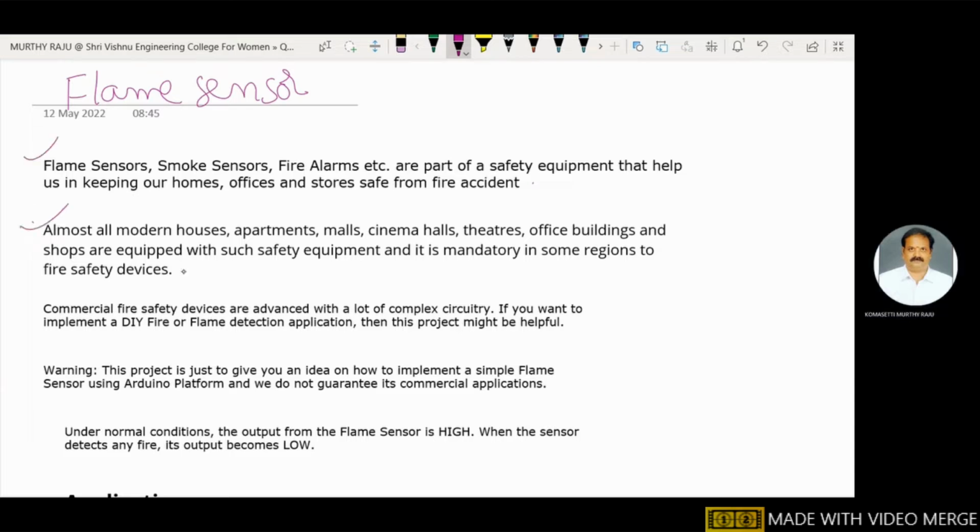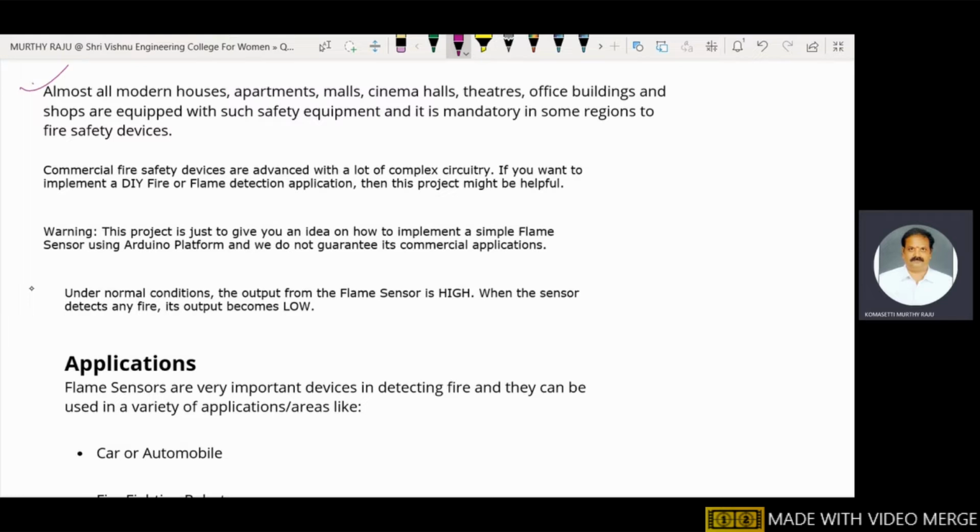Second one is, almost all modern houses, apartments, malls, cinema halls, theaters, office buildings, and shops are equipped with such safety equipment, meaning flame sensors, and it is mandatory in some regions to have fire safety devices. Third important point here is that commercial fire safety devices are advanced, with a lot of complex circuitry.